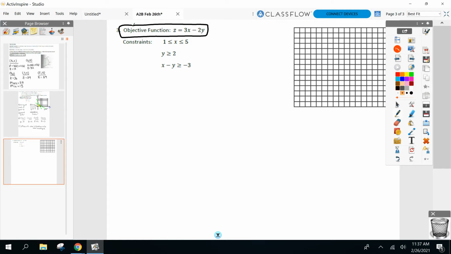All right, before I set up my graph, let's take a look at my intercepts. I got x between 1 and 5. They're both positive. I got y is greater than or equal to 2. That's positive. So the only thing I need your help with is, can you guys help me find the intercepts for this one here? X minus y is greater than or equal to 3. And then we'll set up our graph from there. So go ahead, x minus y greater than or equal to 3. What's my x-intercept? And my y-intercept.